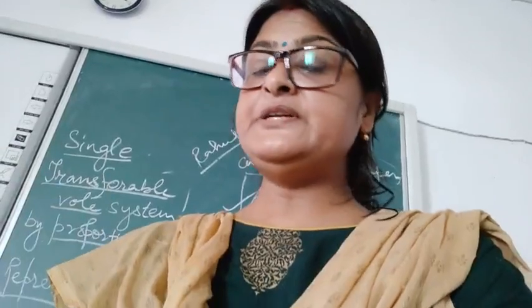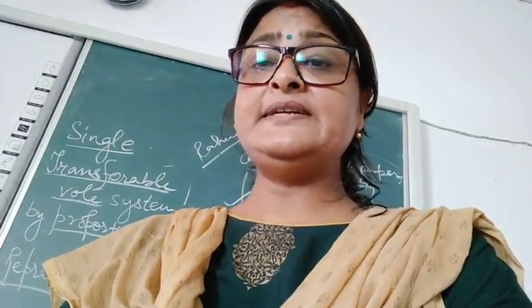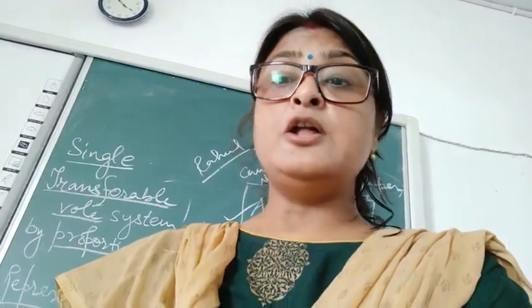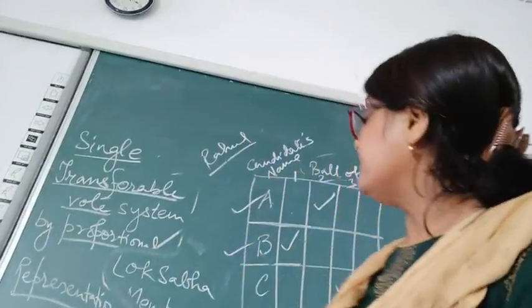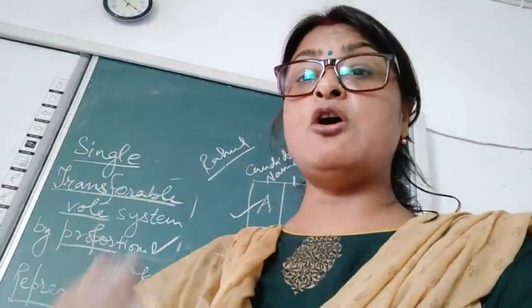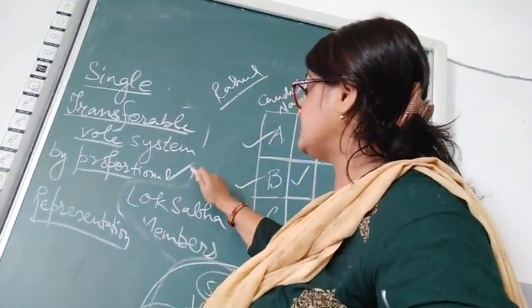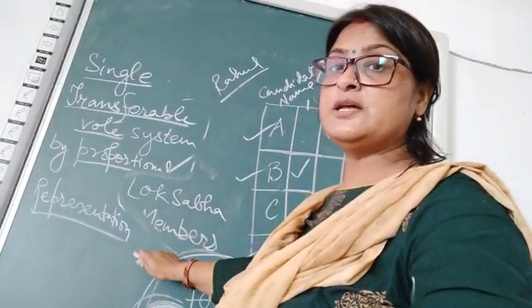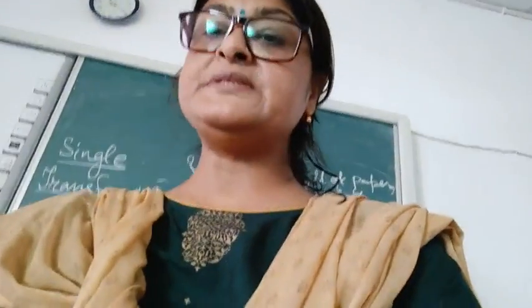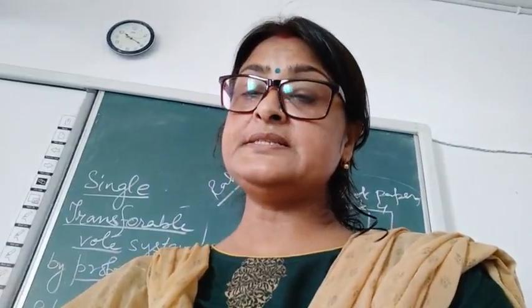So if in brief it is asking you how the president is elected, you will simply write it is elected by an electoral college consisting of Lok Sabha members, Rajya Sabha members and all the MLAs of the states by single transferable vote system by proportional representation, and this is only proportional representation. So this is all about this.